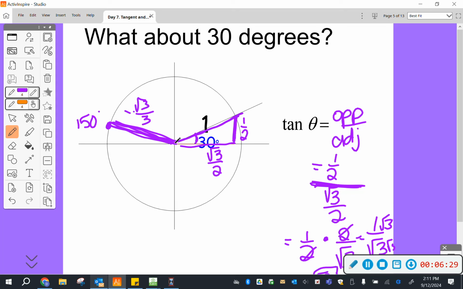Okay. What about right here? What about 210? What's the tangent of 210 going to be? Isn't it the same line as this one right here? It's the same slope, right? If it's the same line, so those are going to have the same values. So that's how we are going to figure out the tangent for each.